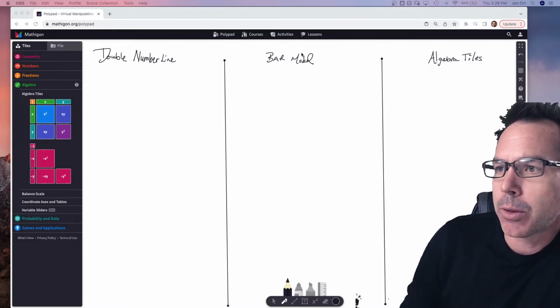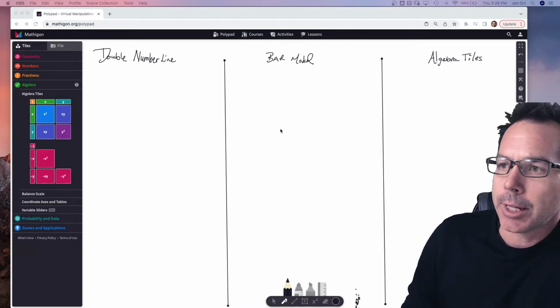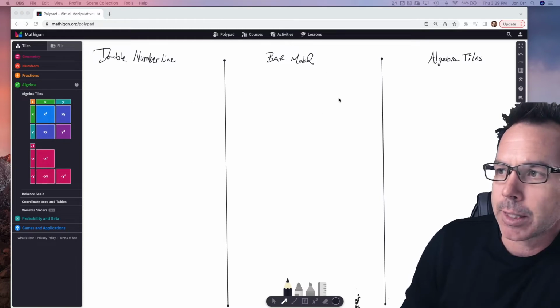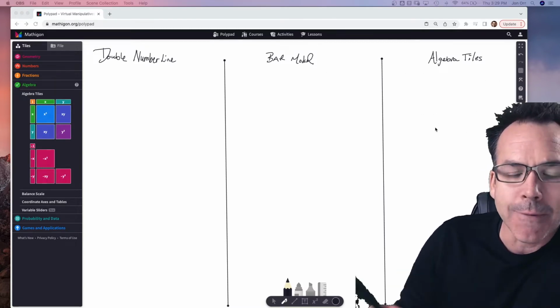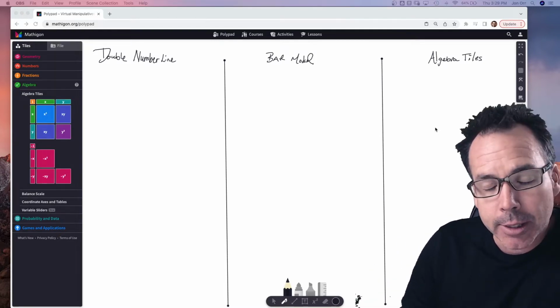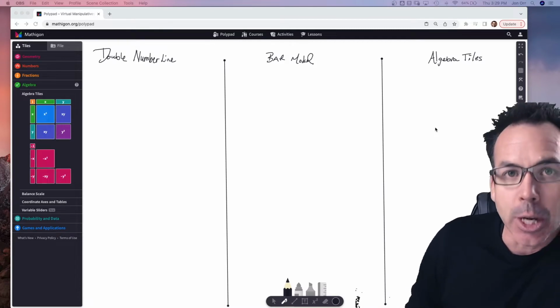Then we're going to jump over to the bar model, which is very similar to the double number line, and I'm going to show the similarities. Then we'll jump into Algebra Tiles, and we also have another video fully on solving equations with Algebra Tiles and fractions. We'll put that link in the notes here.